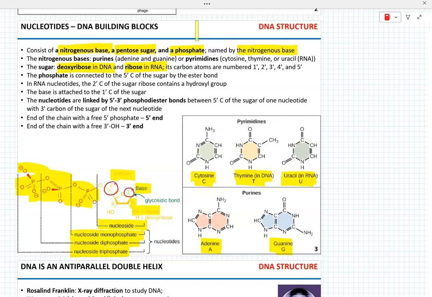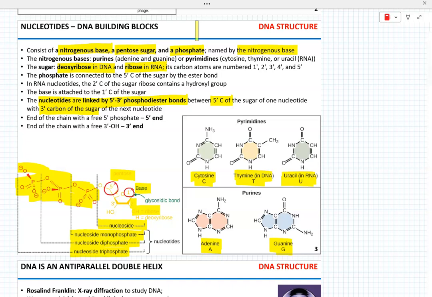Between themselves, nucleotides are linked by so-called 5', 3' phosphodiester bonds. They are formed between 5' carbon of the sugar in one nucleotide and 3' carbon of the sugar in another nucleotide.